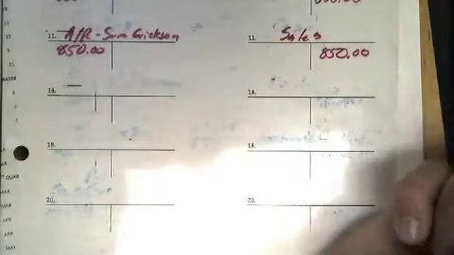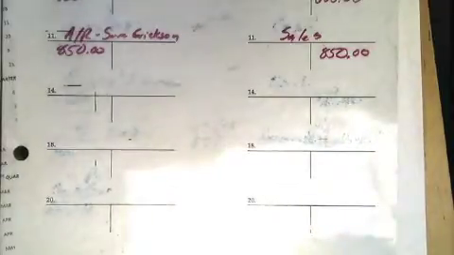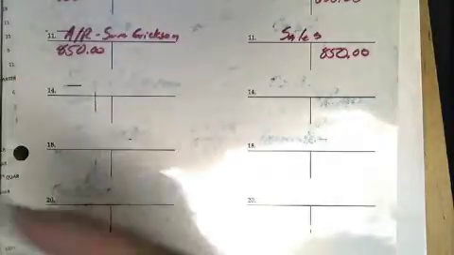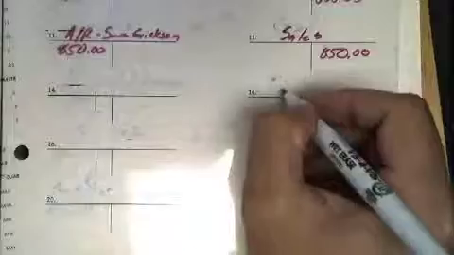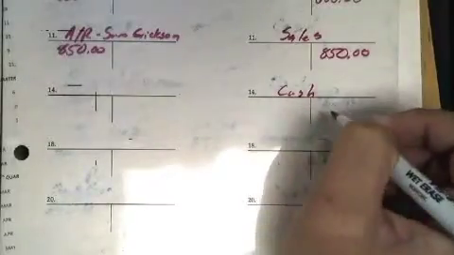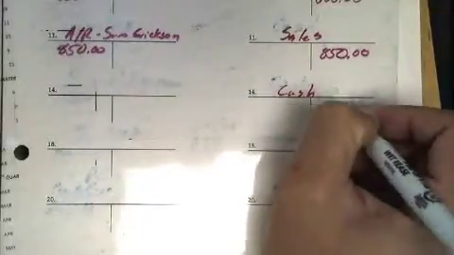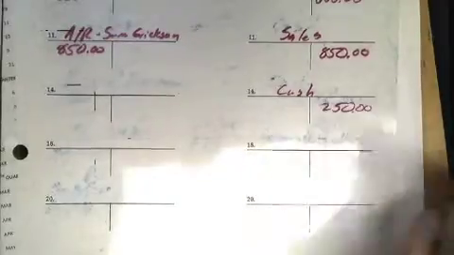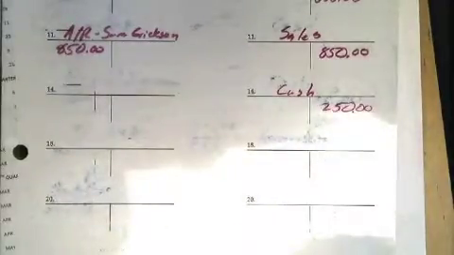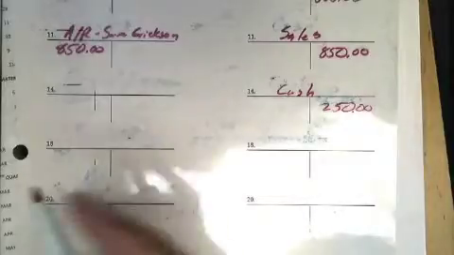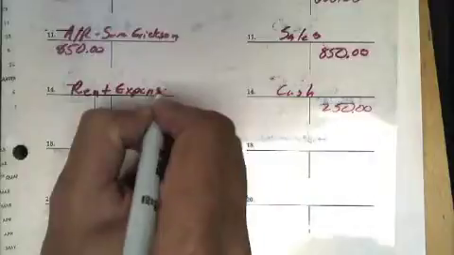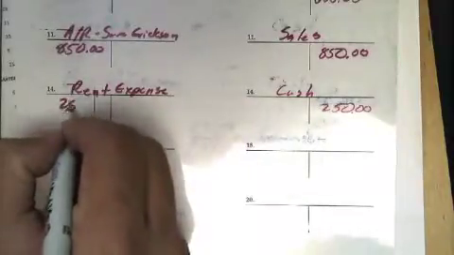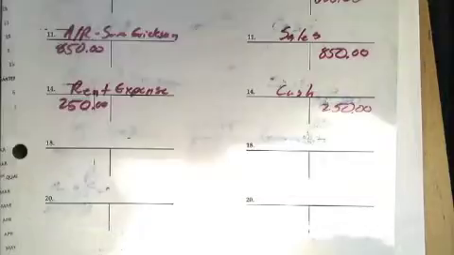Paid cash for rent. So we know cash is decreasing, so we know it's going to get credited. So we'll just put cash over here. That's just the easiest way to do it. For $250, it's pretty cheap rent. $250. And what are we spending the cash on? Rent expense. Then we'll get more into contra accounts here later.